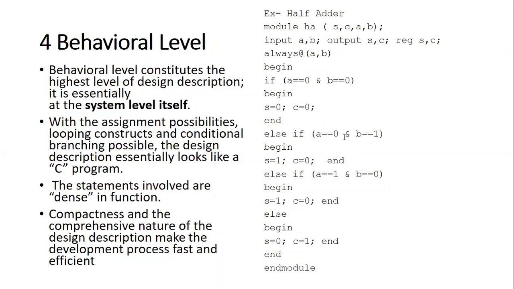Else if the second condition is 0 and 1 in the truth table, begin, sum is 1, carry is 0 according to the truth table, end. Else if the third one. Else begin, sum is 0, carry is 0. For the last condition, you did not write else if A is equal to 1, 1. It will consider it if you write else begin. End, this end is for this begin. One more end to end your always begin, and then finally you have your end module.